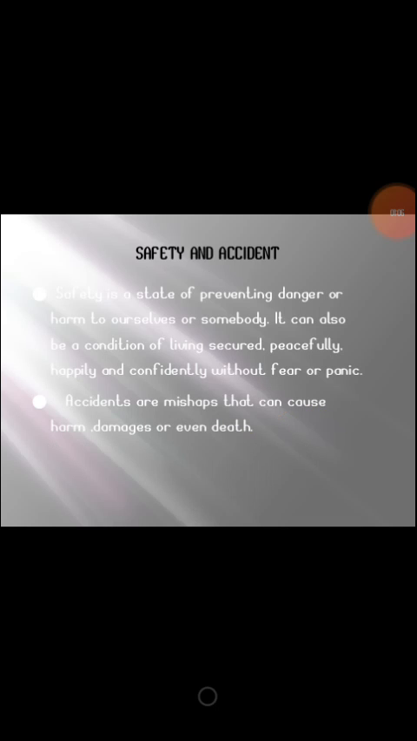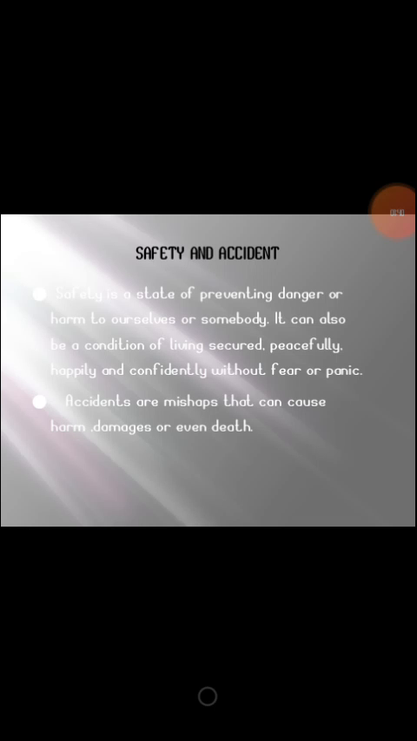Now let's look at the definition of safety and accidents. Safety is a way of preventing danger or harm to ourselves or somebody. It can also be a condition of living securely, peacefully, happily, and confidently without fear or panic. While accidents are mishaps that cause harm, damage, or even death.